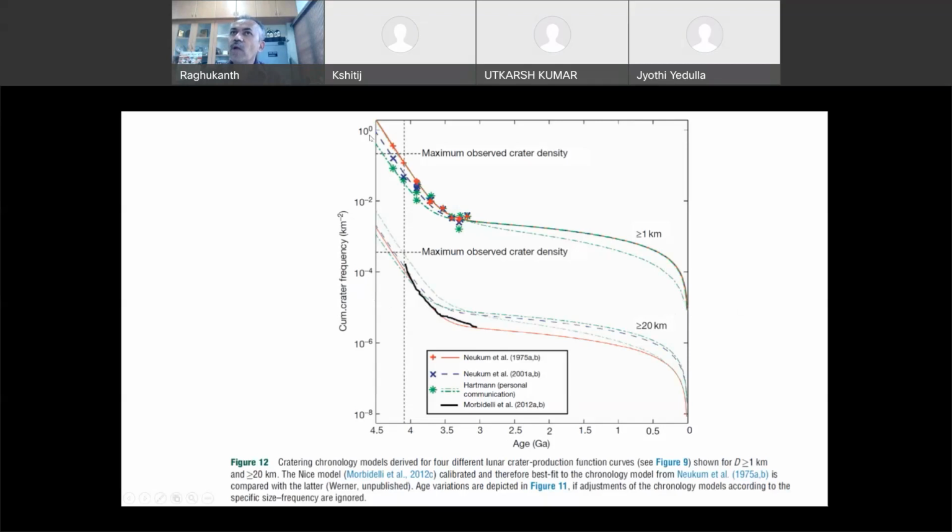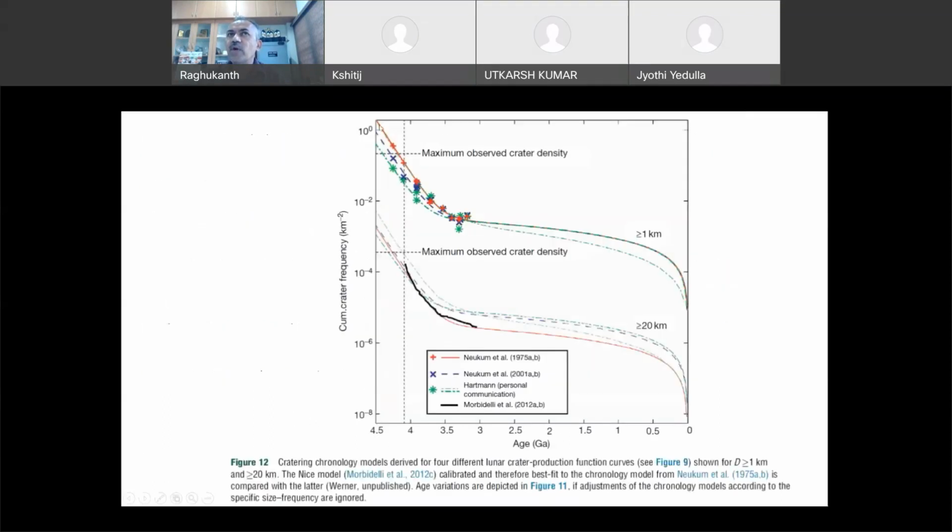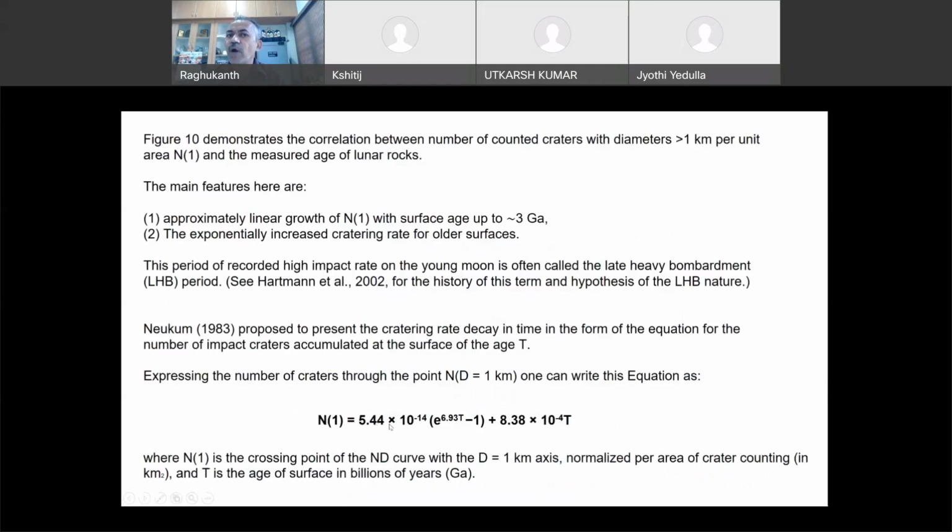So people also try to find out when the moon was formed. This LHB, the late heavy bombardment period, people also found out from this impact rate data. And this is the equation, a nice equation, that they have fitted basically. This line you are seeing, right? So if you fit this equation with the data set, you will get a complex plot like 5.44 into 10 to the power of minus 14. An exponential term is there, and a linear term is also there basically.